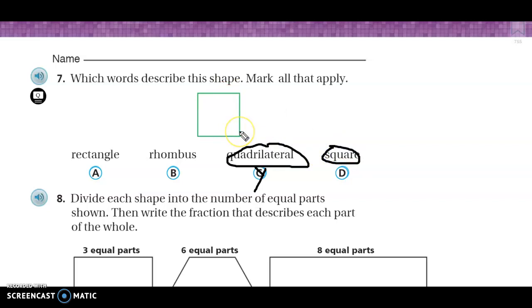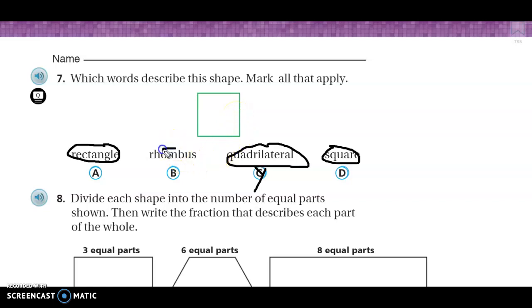Most of you circled that. But here's the thing. It is also a rectangle. Why? Because to be a rectangle, opposite sides have to be equal. Top same as the bottom, left's the same as right. Opposite sides have to be parallel. Top and bottom are parallel. Left and right are parallel. So it fits a rectangle.